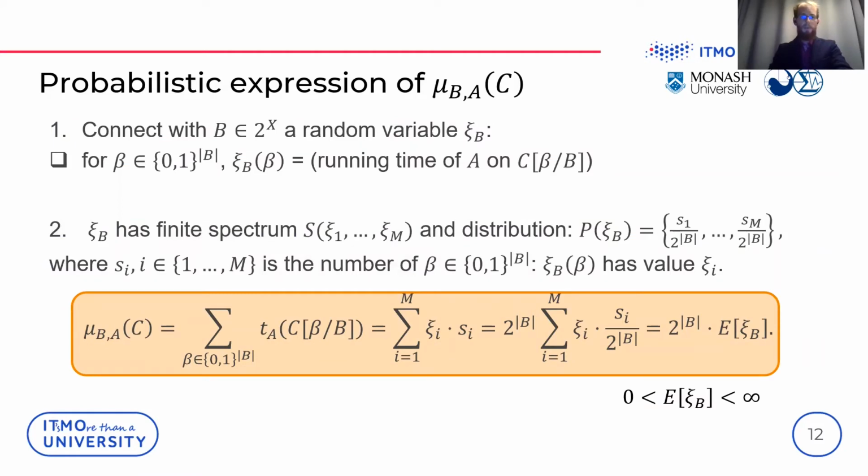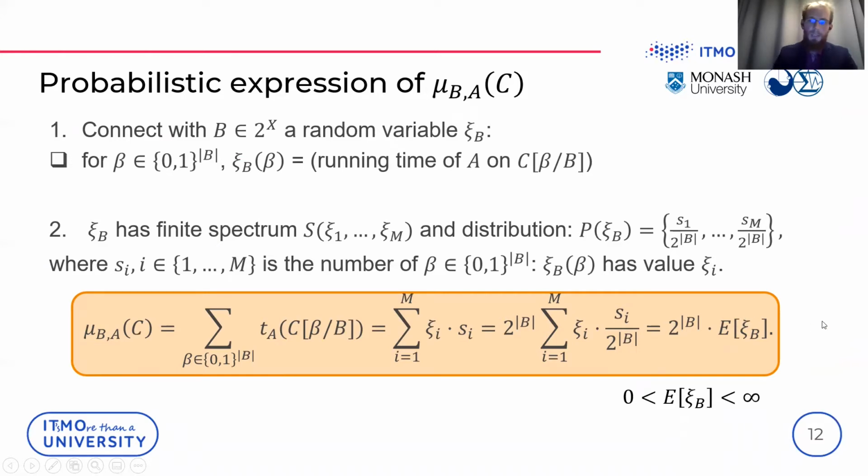To build this algorithm, we first introduce a probabilistic expression of this hardness measure mu BA. So with each set B, we connect a random variable xi B, which for any assignment equals the running time of the SAT solver on a weakened formula C beta B. And it is not hard to show that we can connect this hardness measure with the expectation value of this random variable constructed in this way.